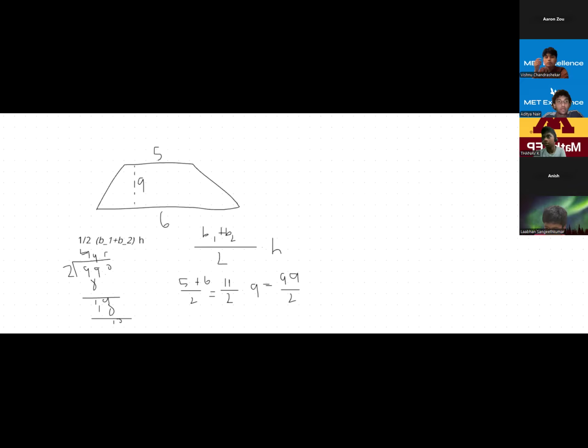0.5. 49.5. So our area for this is going to be 49.5. And does anyone want to try to get the perimeter of this? Okay, I see 29 in for the perimeter.